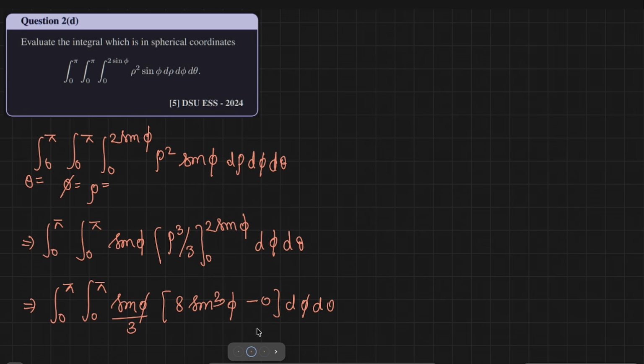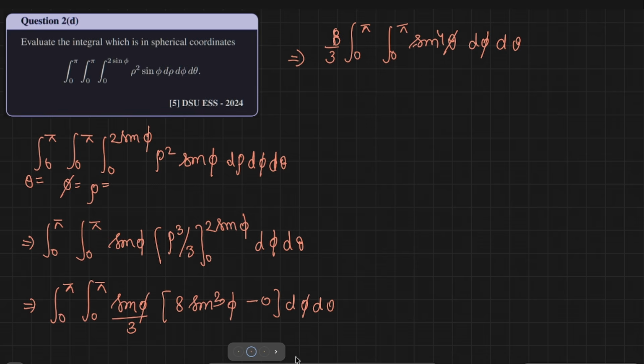Once you write 8 sine cube, and that cube will multiply this, that will be 4 sine power 4 phi. Now how to solve this one? 0 to 2 pi, 0 to pi. Now it will be 1 by 3 outside, or you can also take 8 outside, 8 by 3. So 8 by 3, this is basically sine power 4 phi, d phi d theta. Now the problem is how to solve the sine power 4.